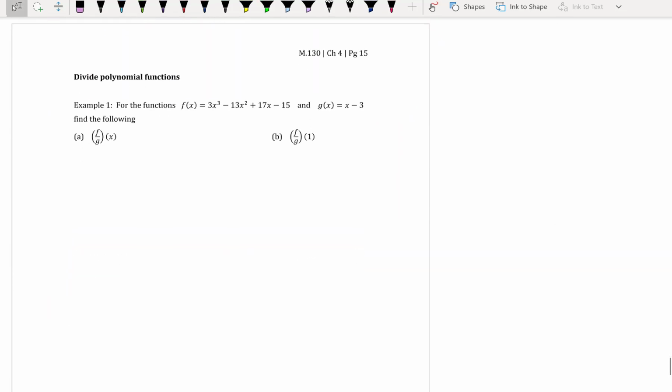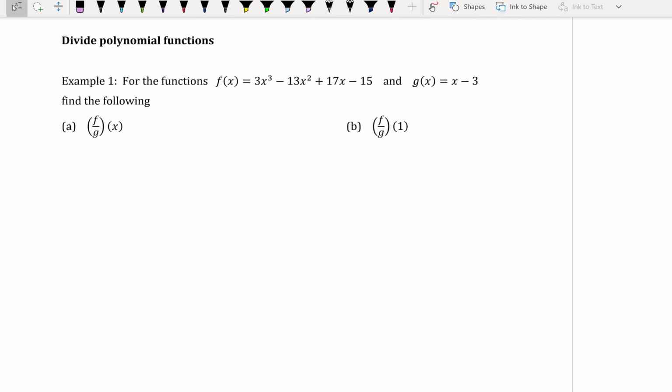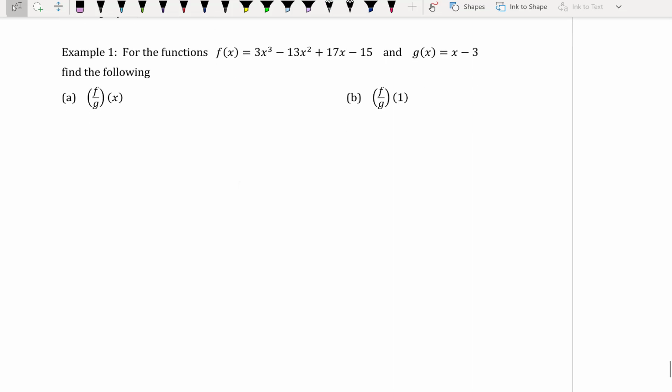Okay. And the other thing that we want to do is divide these polynomial functions. So we have our functions f and g, and we want to find the following. We want to see what the function f divided by g is going to look like with respect to x. So we have our f function, which is here. We also have our g function, which is here. Our blue and green function, g for green. So my blue function f is really saying f of x divided by my g of x.